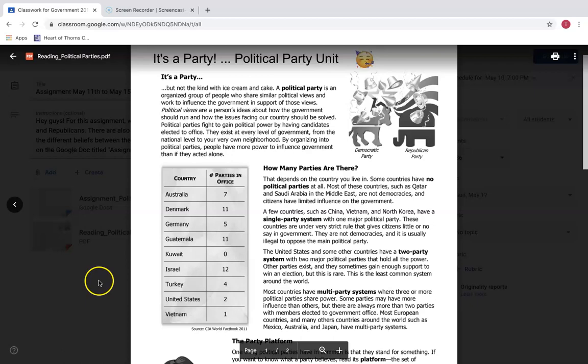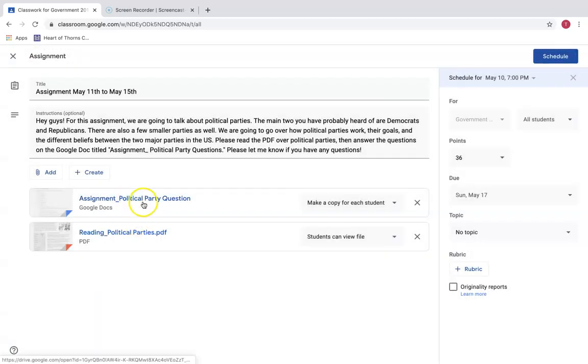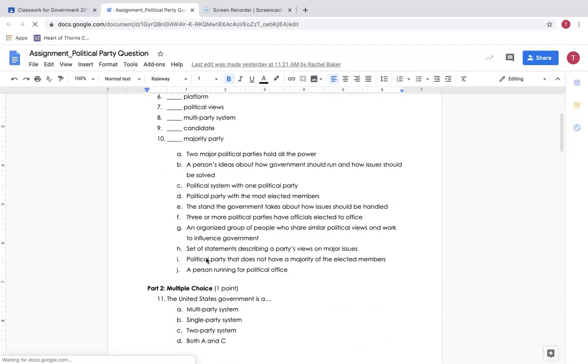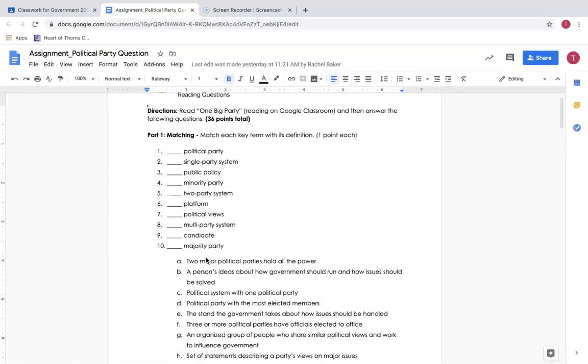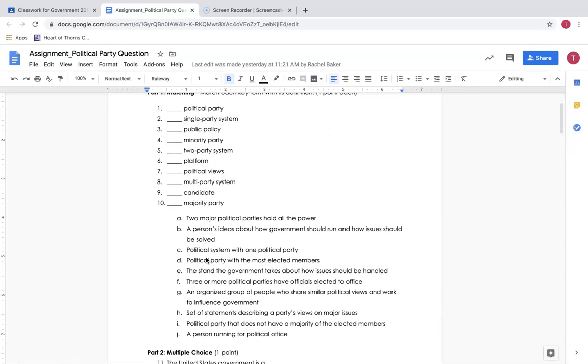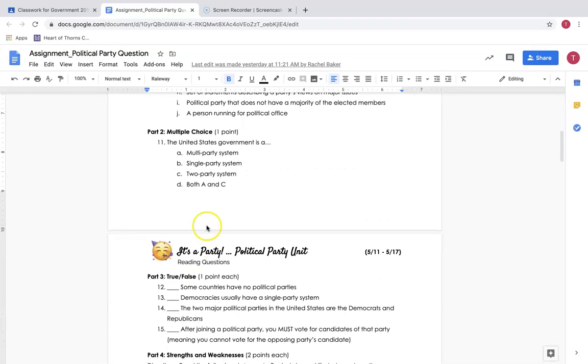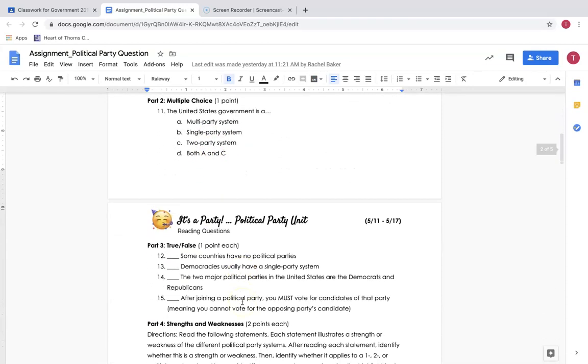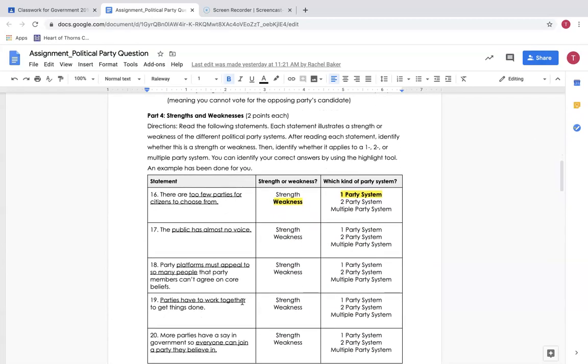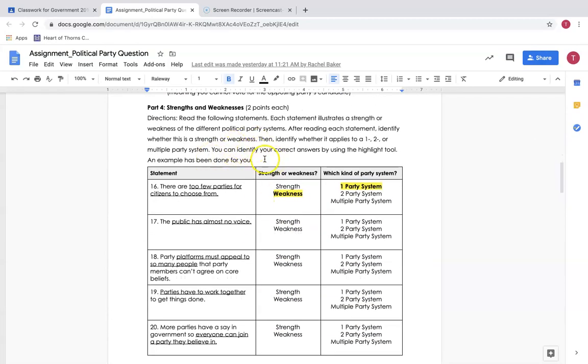So after you read this, it's like last week. You click on the Google Docs and you answer the questions. This one's not like last week. There is no math on this one. Your first part is going to be matching. You have one little multiple choice question. You've got some true false. But this is the one that I want to explain the most.